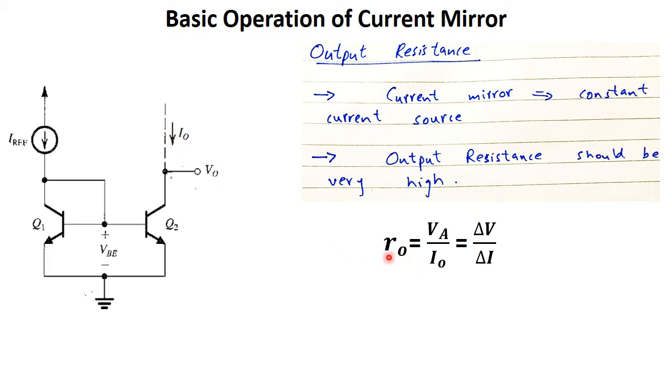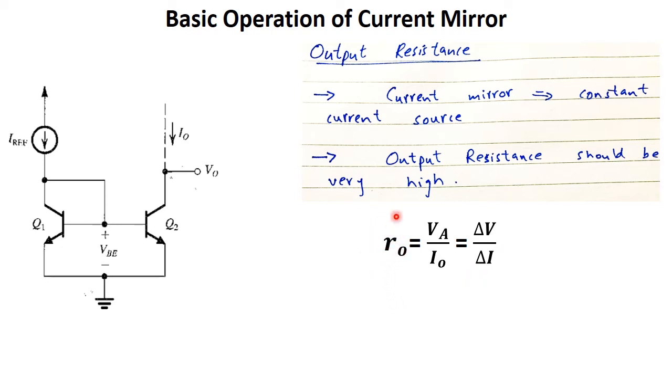The ratio of change in output voltage to change in output current is called output resistance. It can also be found by this relation, VA, which is early voltage, over output current, or change in output voltage to change in output current. What we want is that even though there is a huge change in delta V, or huge change in output voltage, output current should not change. This means that this ratio gives a very big quantity R out.